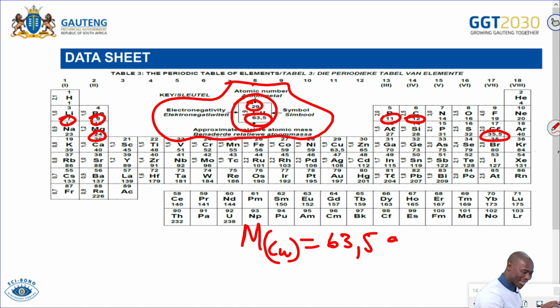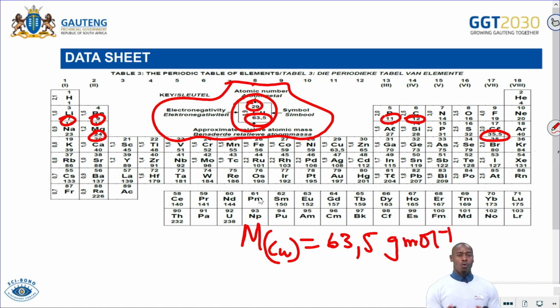63.5 grams per mole. That is the molar mass, okay? So what is the difference? The value is the same between the relative atomic mass and the molar mass. But what is different is that when it comes to your relative atomic mass, there are no units, right? And then when it comes to your molar mass, it is measured in grams per mole.